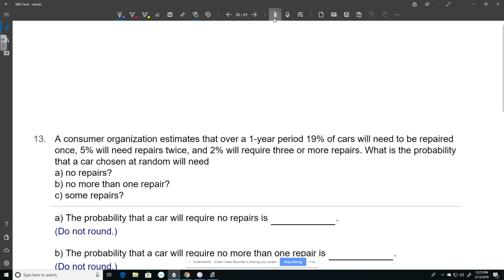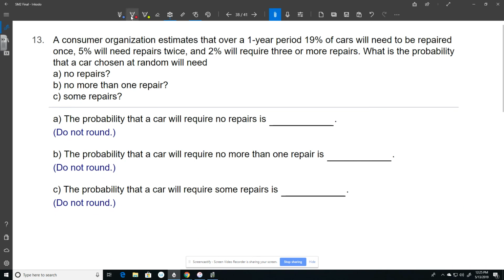13. One to be careful of. The math itself isn't very difficult, but the language is. It says over a 1-year period, 19% of cars need to be repaired once. So 19% have 1 repair. 5% are going to need 2 repairs. And 2% require 3 or more repairs. And it asked me a few questions.